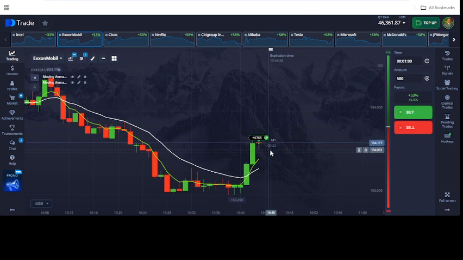Okay, we won that trade. Wait for that crossover, the 5 EMA crossing the 15 EMA. All right, so I'm going to pause the video and look for the next setup.